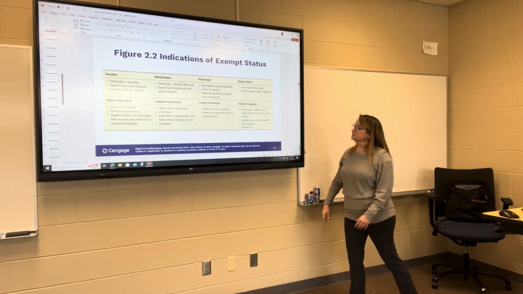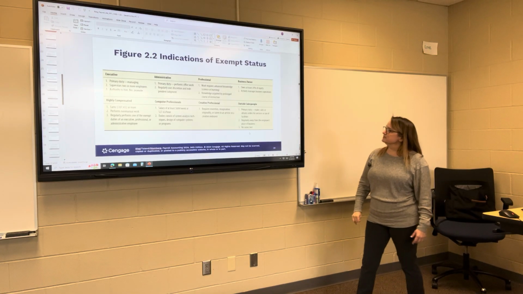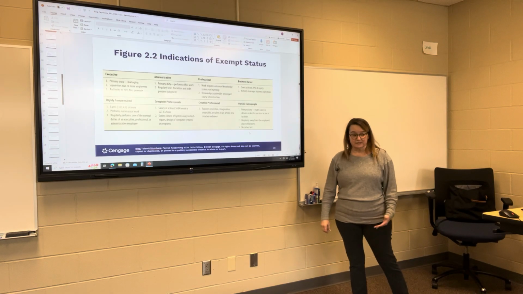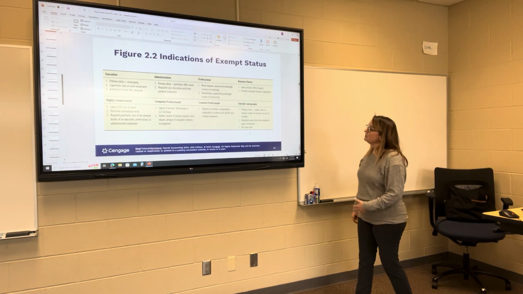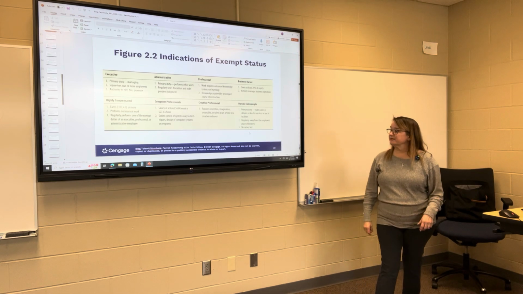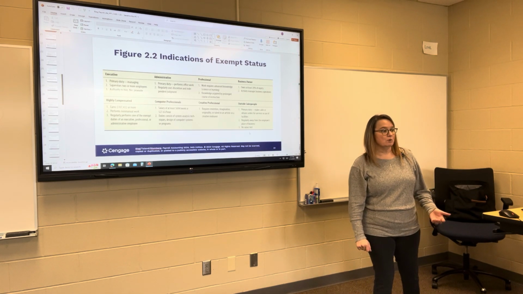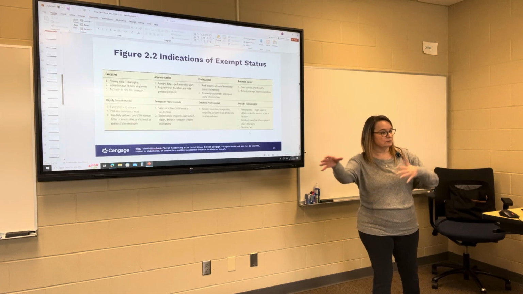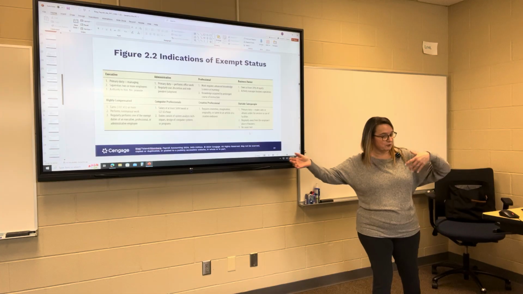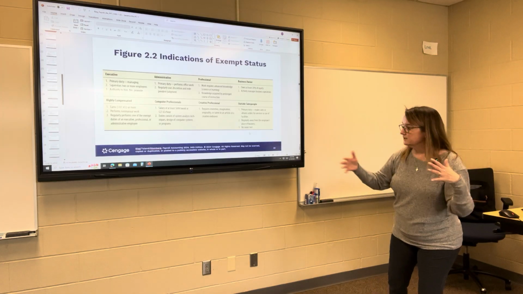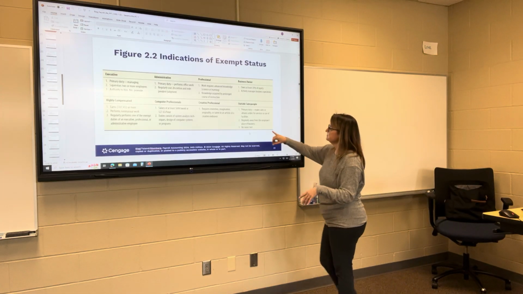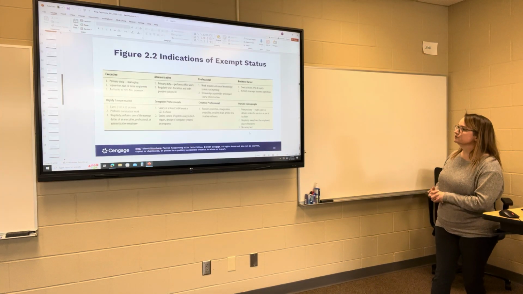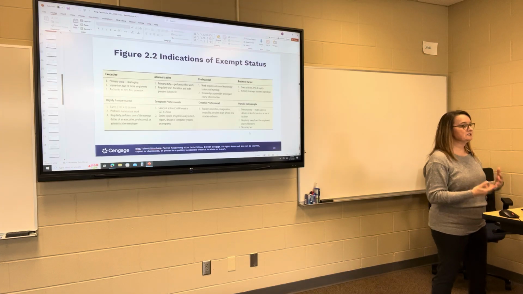And then outside salespeople, their primary duty is to make sales or obtain orders for services or use of facilities. They are regularly away from the employer's place of business. So they don't really have an office in the office, right? They are out doing all of their work outside of the business. Also for this one, there's no salary test. There's no minimum there. So these individuals would be considered exempt.